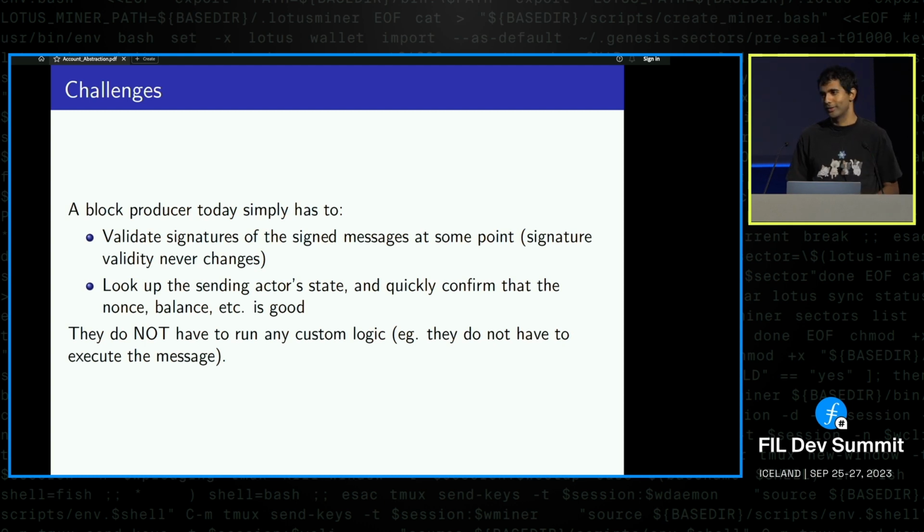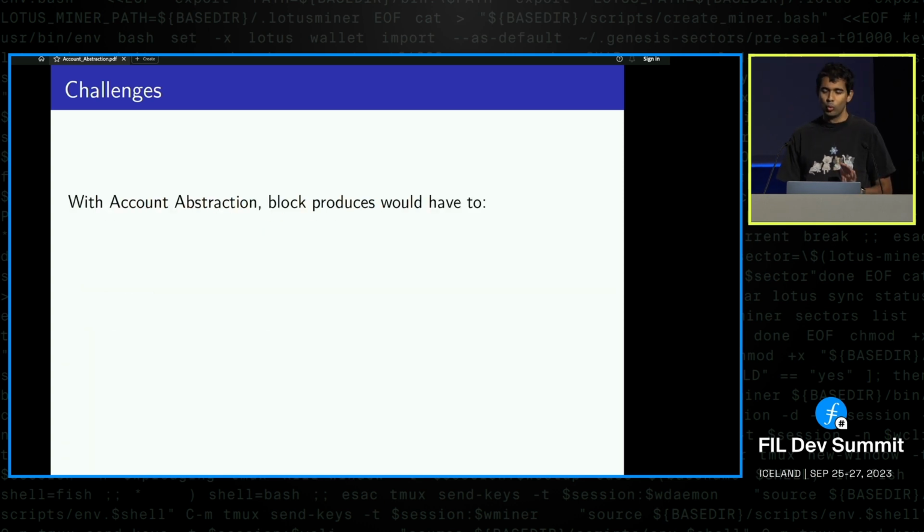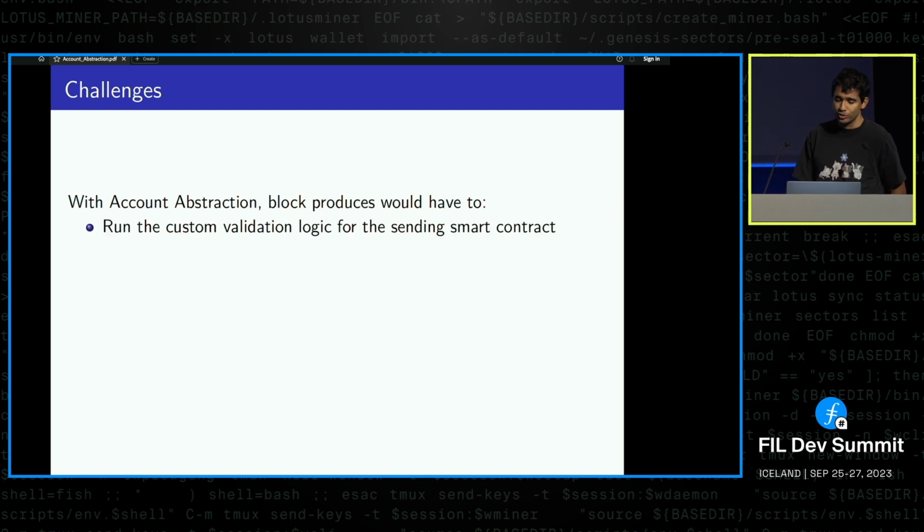And all of this slightly goes out the window when we consider a world with account abstraction, depending on how we define it. Depending on the definition of account abstraction and the design that we go to, block producers would have to, or at least might have to, run the custom validation logic for the sending smart contract. This sounds more complicated than it is. Depending on how we design it, this would really just mean invoke or simulate some method on the FVM, on the Filecoin virtual machine. But that's still a lot more work than they do today.